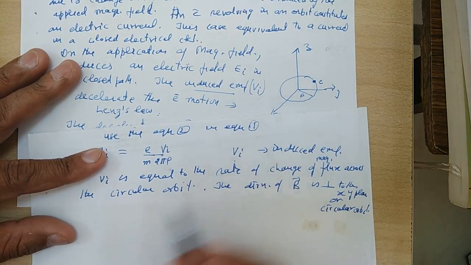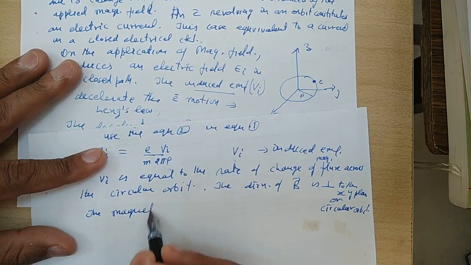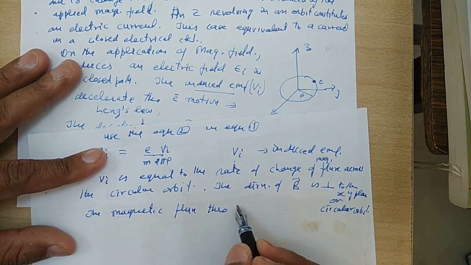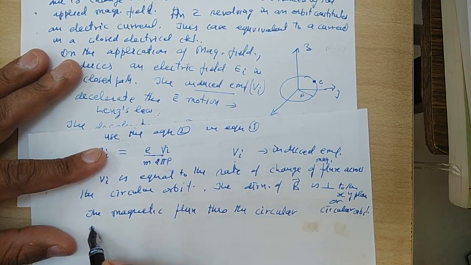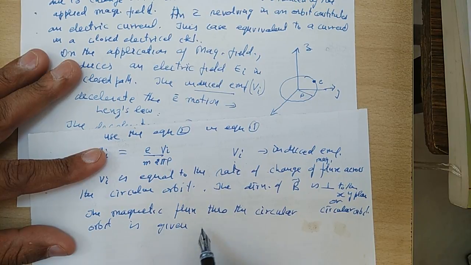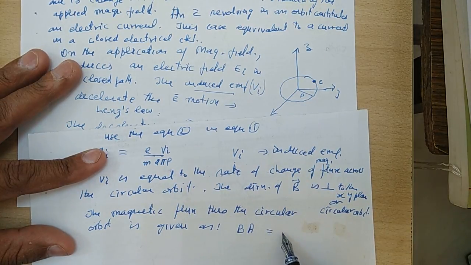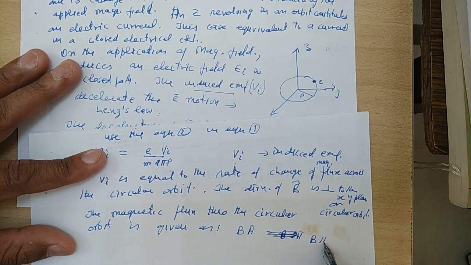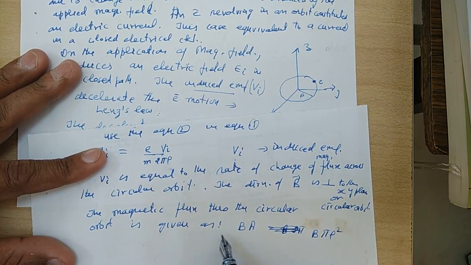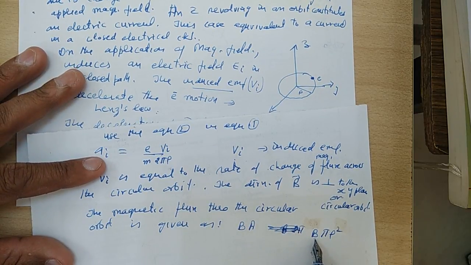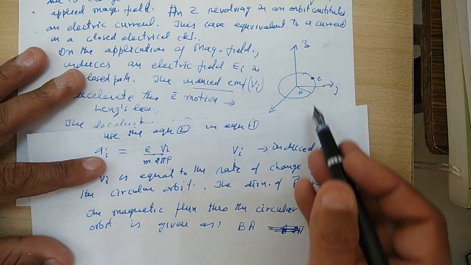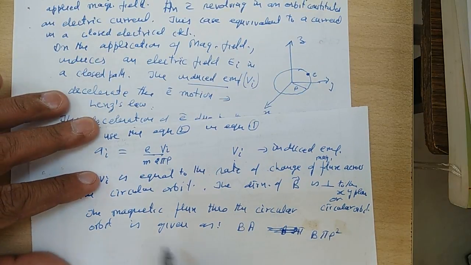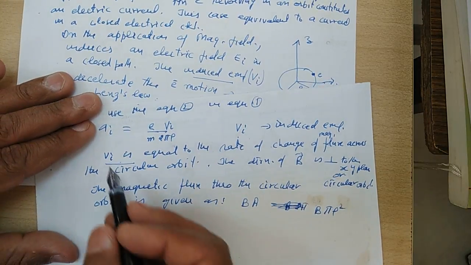So the magnetic flux through the circular orbit is given as B, the magnetic flux density, into the area of this circular loop. Rho is the radius, so I will write B into pi rho square. So this is the value of the flux linked with this circular loop. And we know that the value of this induced EMF is the rate of change of this flux.